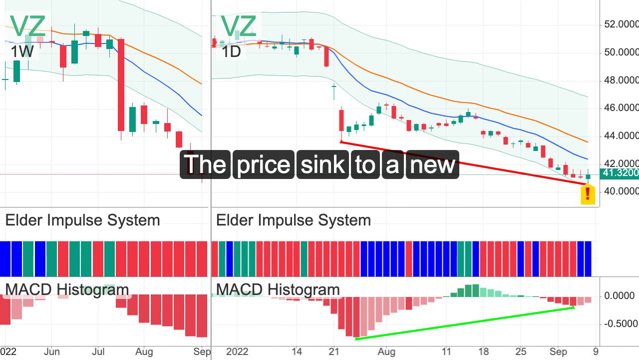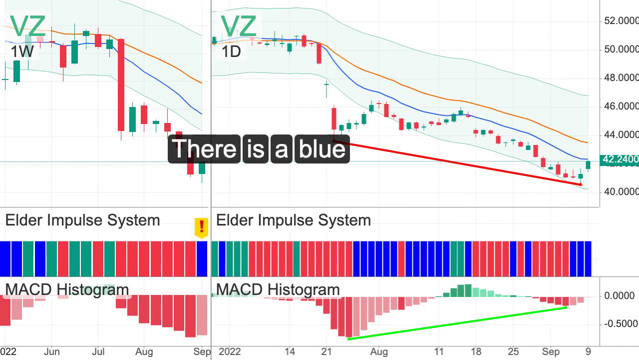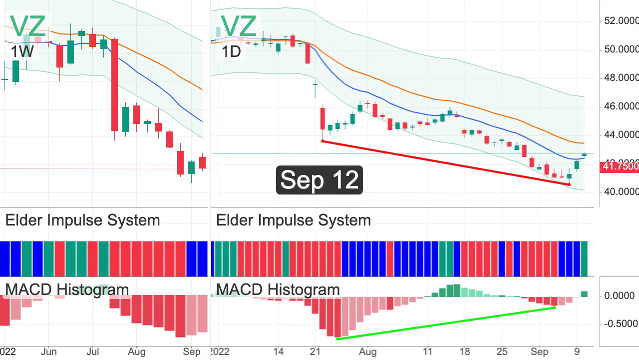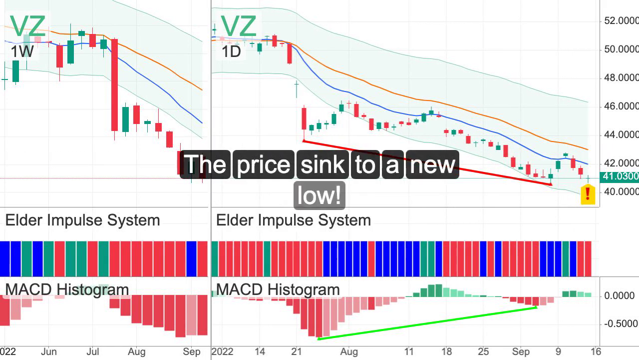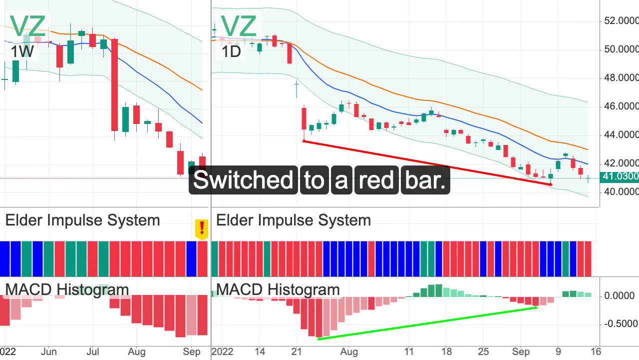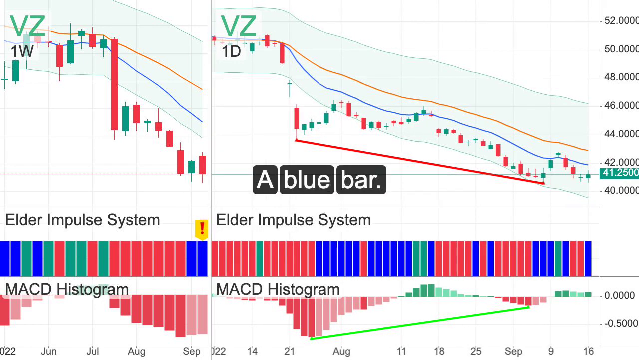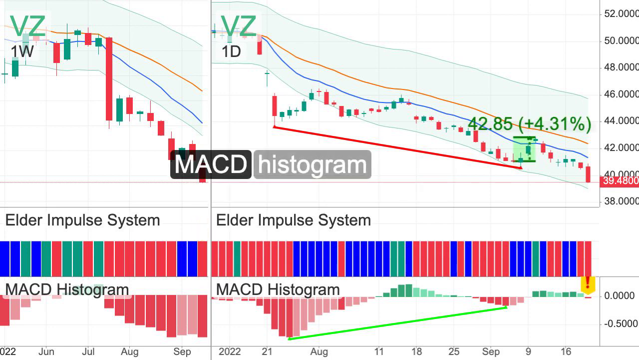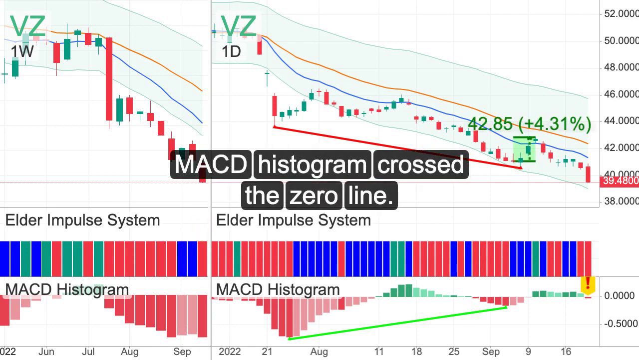The price sank to a new low. There is a blue bar on an Elder Impulse System on the weekly chart. The price sank to a new low. Switch to a red bar. A blue bar. Switch to a red bar. MACD histogram crossed the zero line.